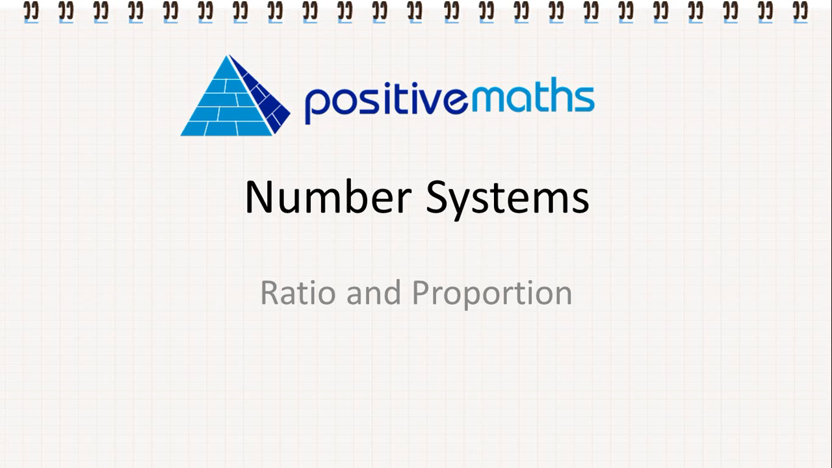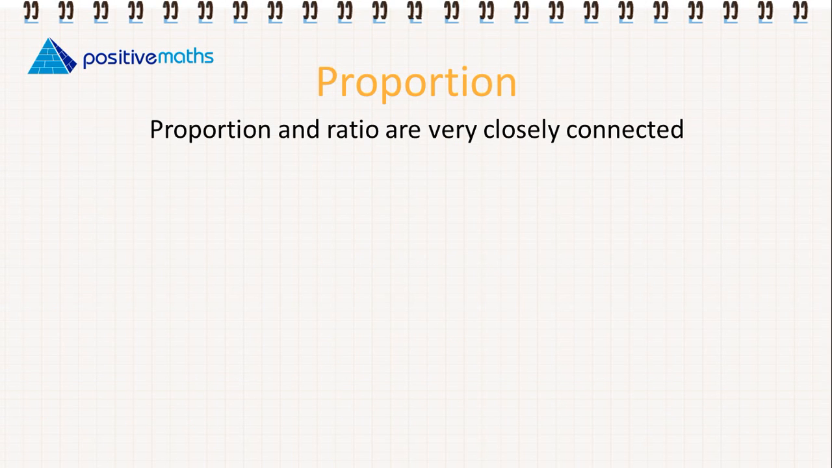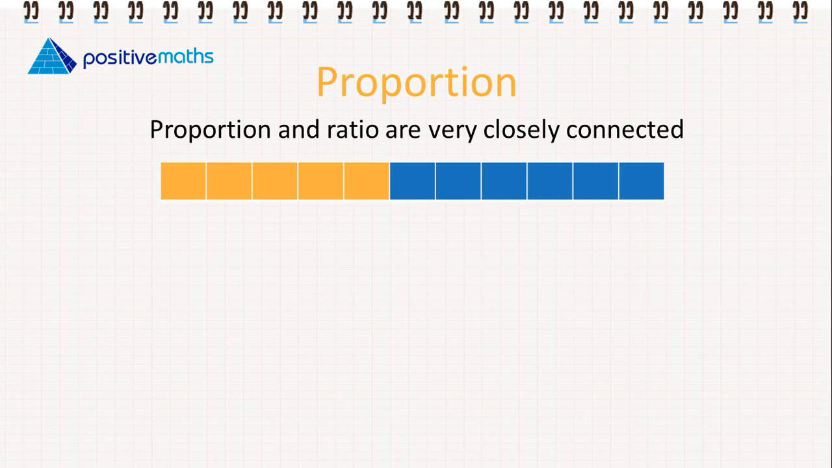In this video for Positive Maths, we're going to learn about proportion. Proportion and ratio are very closely connected. If we take the strip of blocks below, we see that we have 5 orange and we have 6 blue. So we'd say that the ratio is 5:6.